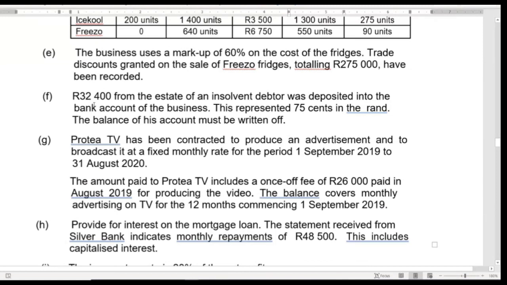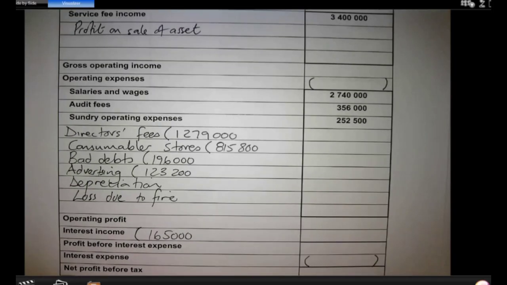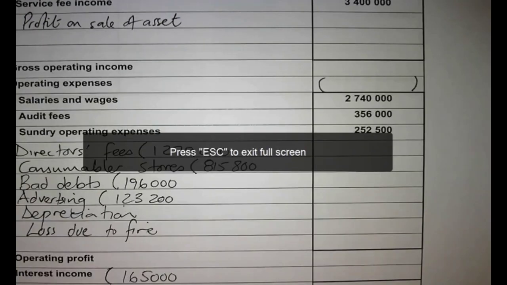Please, learners, let me know if I'm going too fast or if you're with me. 32,400 from the... Yes? Is there a question? Information that is needed. Okay, so I'm going to be filling in information there.